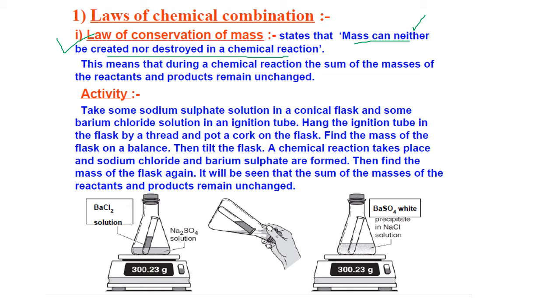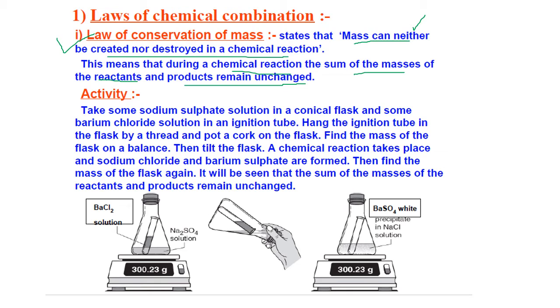So what does this mean? It means that during a chemical reaction, the sum of the masses of reactants and products remains unchanged. That means whatever the reactant mass is, it would be the same as the product. So to prove this law, they have done one activity.